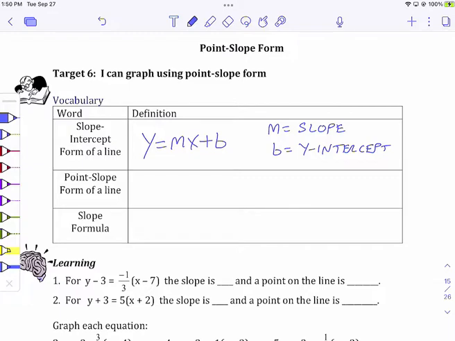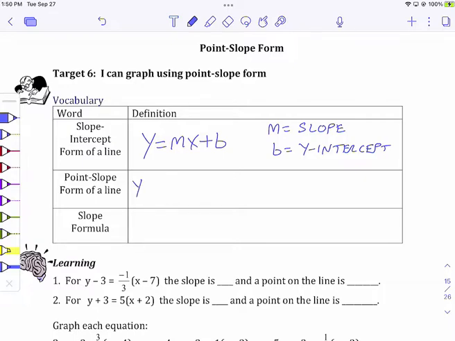Okay, slope-intercept form is called slope-intercept form because the two things that are part of it that make it are the slope and the y-intercept. Point slope form is the same way. The two things that make up point slope form are a point and a slope.